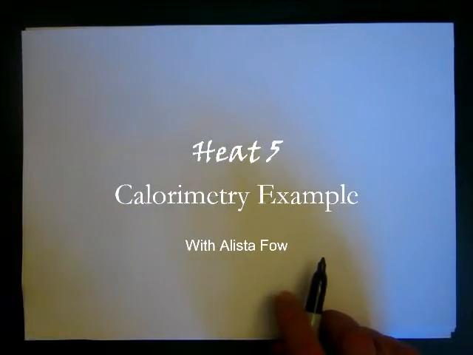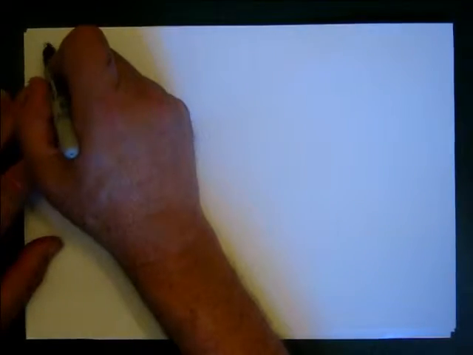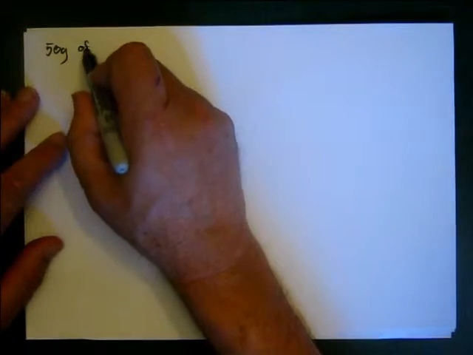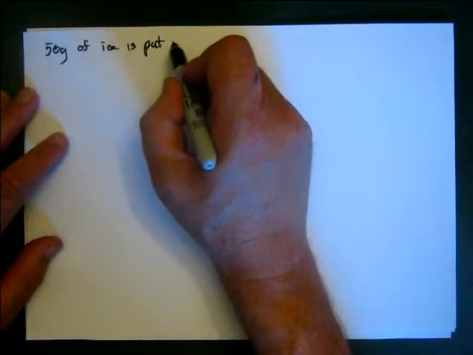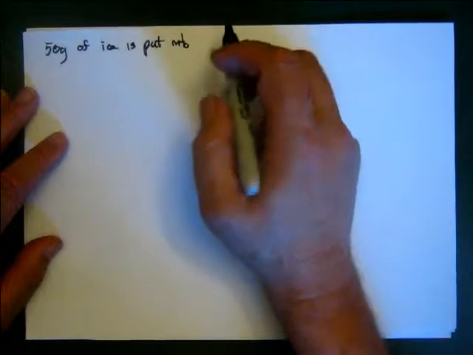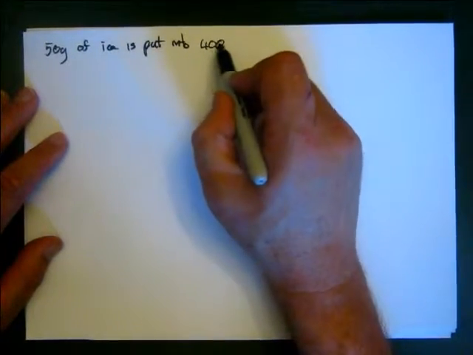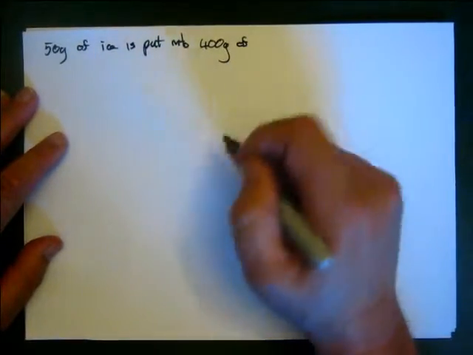Okay, let's try a slightly harder calorie problem. And you go, oh no, not that hard one. Okay, let's try this. 50 grams of ice is put into 400 grams of boiling water.